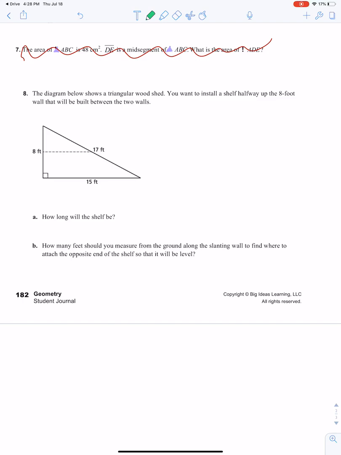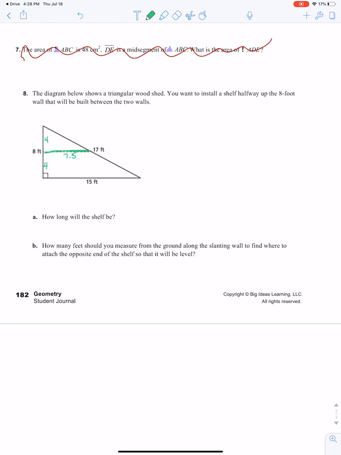The diagram below shows a triangular woodshed. You want to install a shelf halfway up the 8-foot wall that will be built between the two walls. So that separates this into 4 feet and 4 feet. And this is now the mid-segment because it's halfway up. So it's going to be half of 15, which is 7.5.